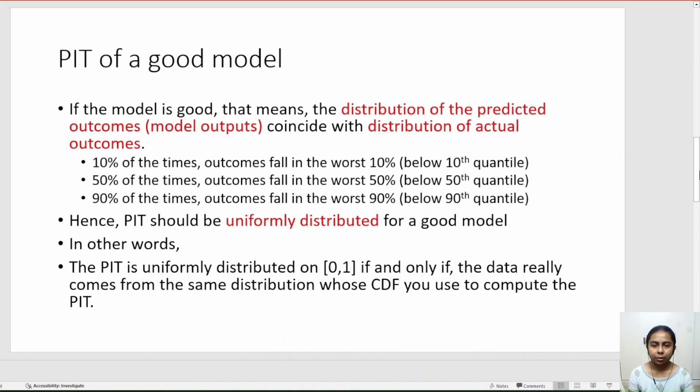For a good model, the distribution of the predicted outcomes should actually coincide with the distribution of actual outcomes. This essentially means when we use the model for multiple predictions, 10% of the time, the outcome should fall in the worst 10% of the model, that is below the 10th quantile. And 50% of the time, the outcomes should fall in the worst 50%, that is the first half of the model. And 90% of the time, the outcomes should fall below the top 10%. Hence, PIT should be uniformly distributed for a good model.